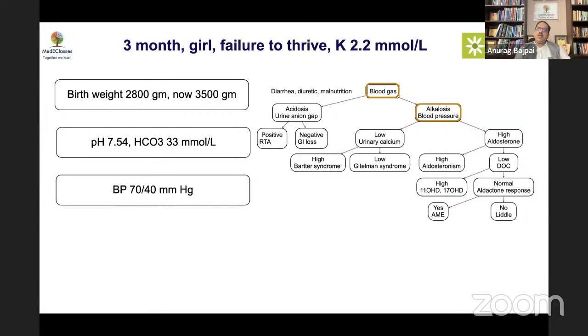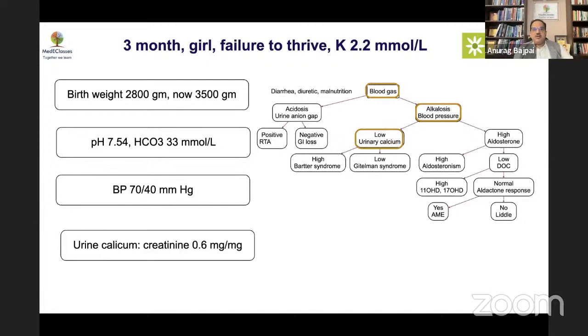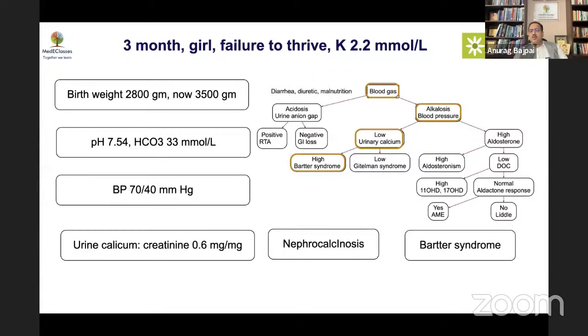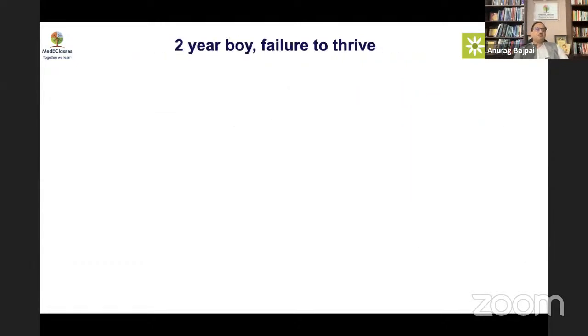Now, if we talk about very early onset, our differentials are limited. We are thinking of Bartter syndrome as a possibility. So look at urinary calcium. It is very, very high. It goes more in favor of Bartter syndrome. There was also nephrocalcinosis. Treatment is with indomethacin, which is going to be effective in that regard.